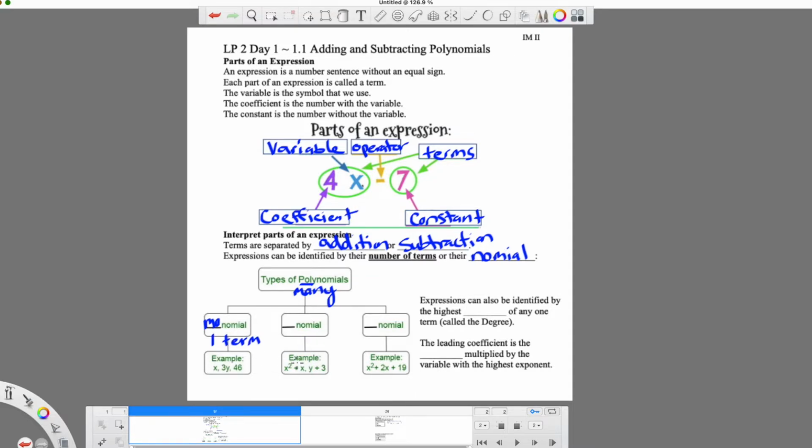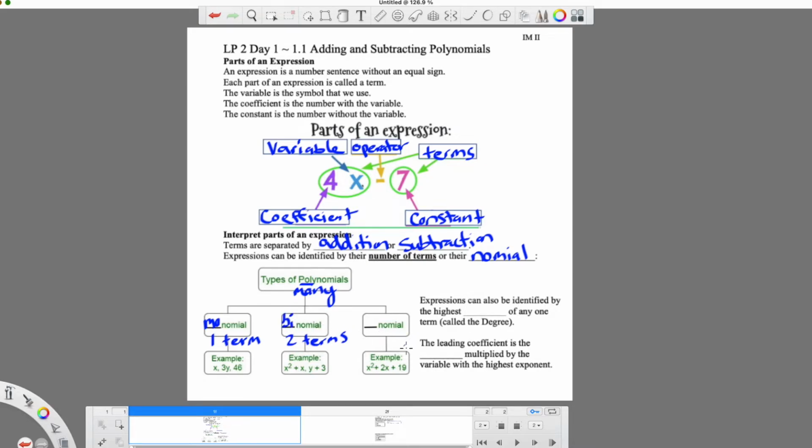I have x squared plus x or y plus 3. So now I do have an addition piece here. So I have 1, 2 terms or 1, 2 terms. So this is 2 terms. So 2 terms is binomial.